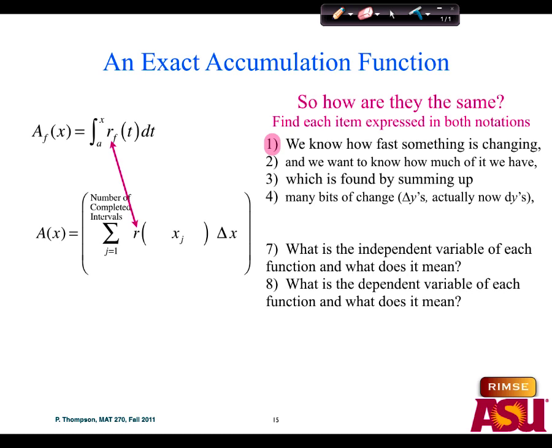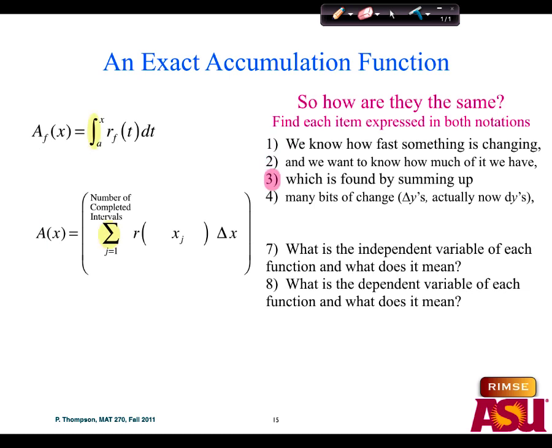Okay, we want to know how much of it we have. Where do we see that in the top one? Yeah, AF of x is tracking changes, and then we know we're going to add the initial amount. What about down below? A of x. So how much we have is one easy step away from this, which is how much variation since, which is found by summing up. Where do we see that in the first one? Integral means German S means sum, and then in the second one, sigma, Greek S, sigma.